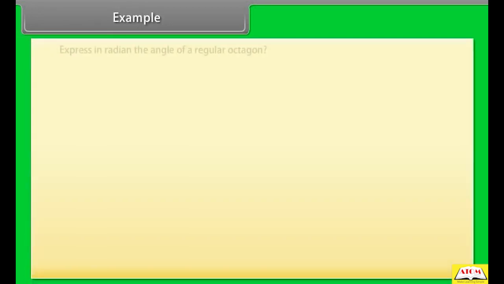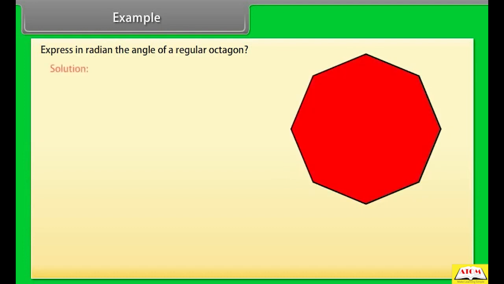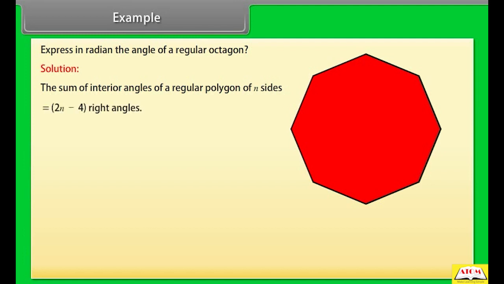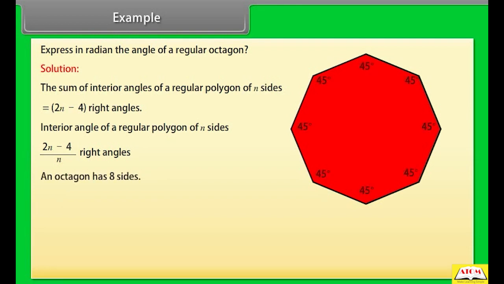Example. Express in radian the angle of a regular octagon. Solution. The sum of interior angles of a regular polygon of n sides is equal to 2n-4 right angles. Interior angle of a regular polygon of n sides is (2n-4)/n right angles. An octagon has 8 sides.